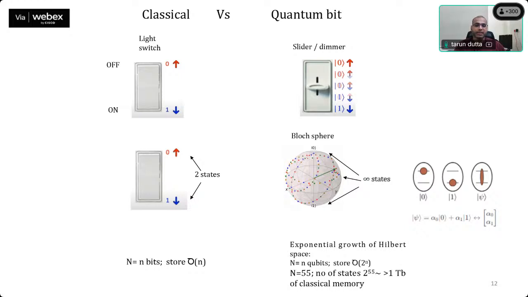And one more important thing, because of the exponential growth of Hilbert space in the case of qubits. I have given you an example: if you have 55 qubits, then you need 1 TB of classical memory to store it. So this is huge. For a classical computer, it is not like that. In a classical computer, at a time your bit will be either in 1 or in 0 state. But in the case of a quantum bit, it can simultaneously be in 2 to the power n states because of the superposition principle.